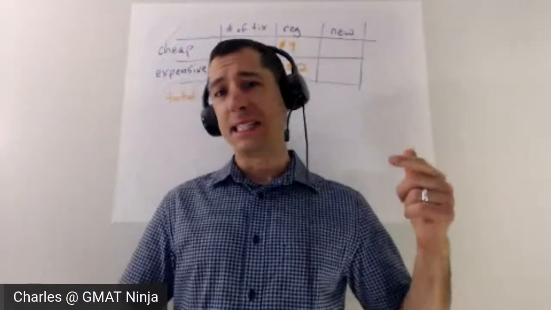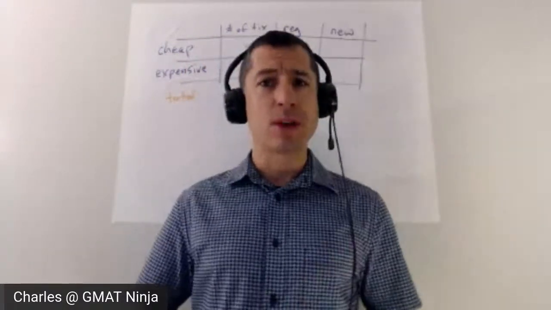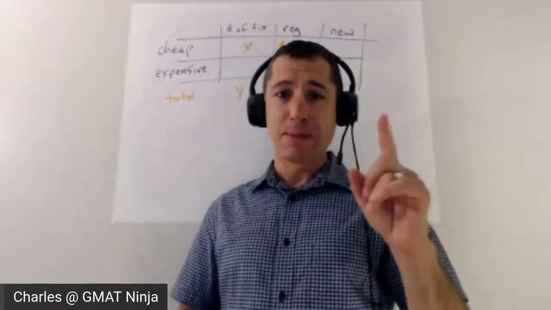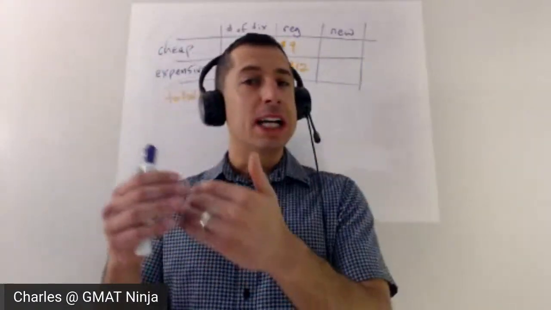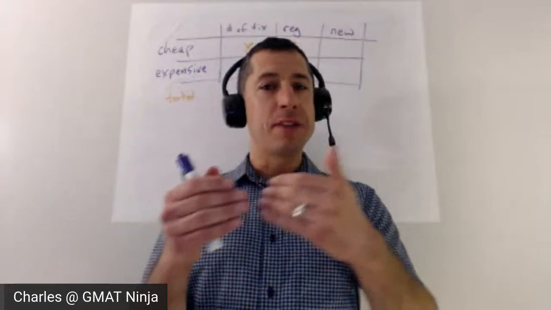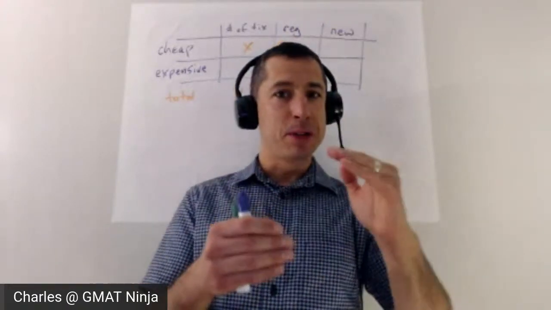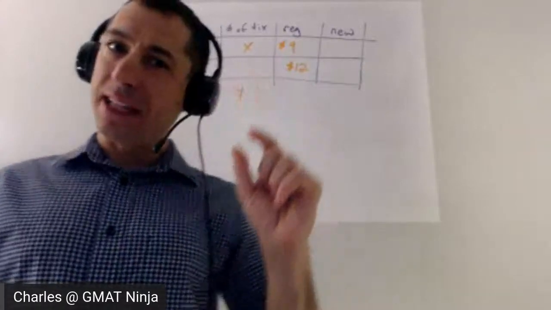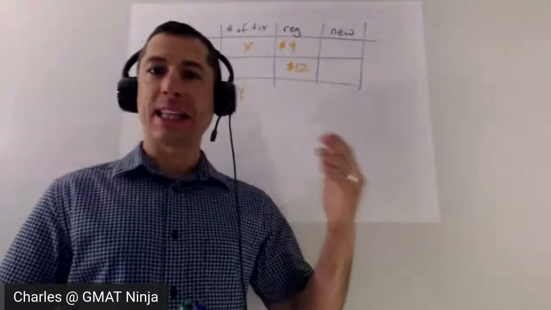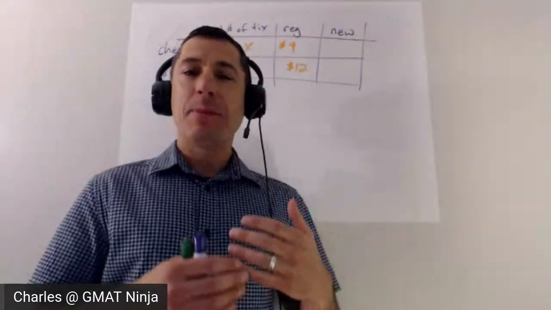SAT, ACT, ASVAB, which is an Armed Forces entrance exam. There's one exception. Guess what it was? The GMAT. It wasn't a very strong negative correlation, but on the GMAT, the longer it took people to do the question on average, the easier it was, just by a little bit. Don't take that too seriously. But that kind of makes sense.